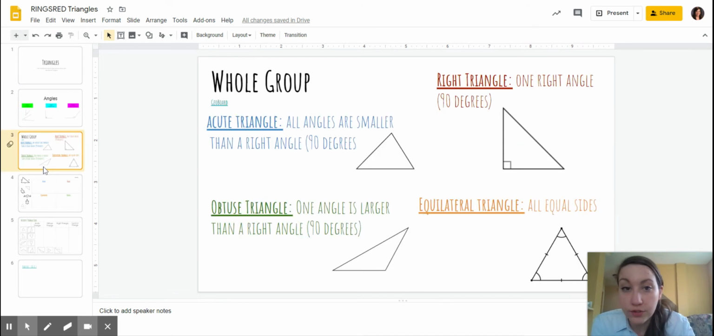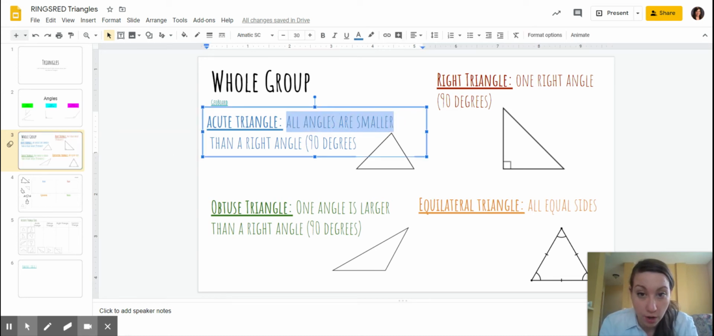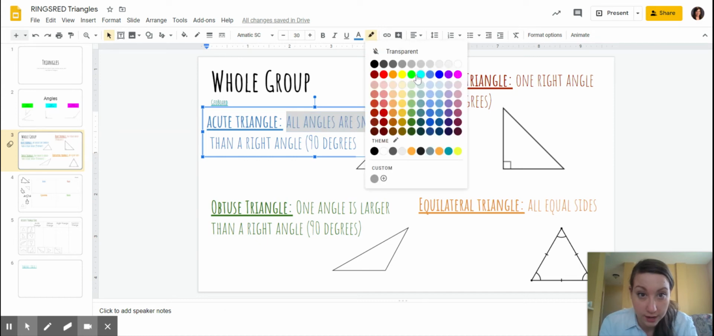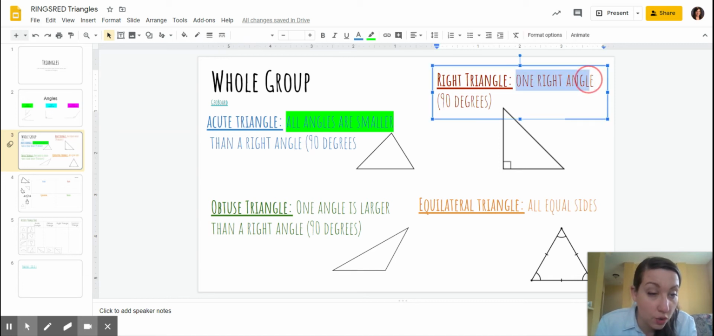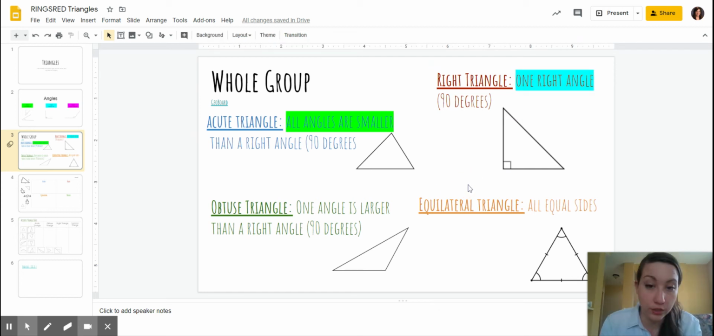Let's talk about how you define a triangle. Acute triangles have all angles smaller than 90 degrees, okay? I'm going to highlight that in that green color, okay? Every single angle, if you look, is acute. A right triangle needs just one right angle. Just one. There it is in the corner. I look for the square and I know right away that it's a right triangle.